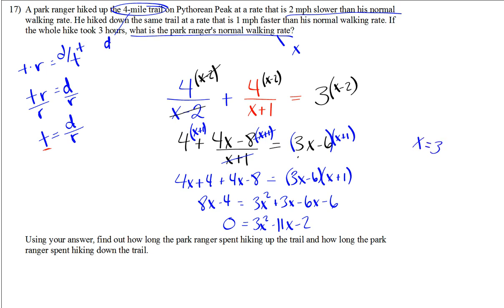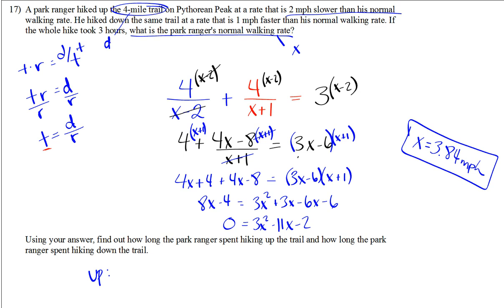x equals 3.84, and that's in miles per hour. So that's his normal walking rate. But let's point out right now, it's not the rate that he walked either part of the trail. So at no time was he walking 3.84 miles per hour. He was always walking a little bit different pace. So using your answer, find out how long the park ranger spent hiking up the trail and how long he was hiking down the trail.